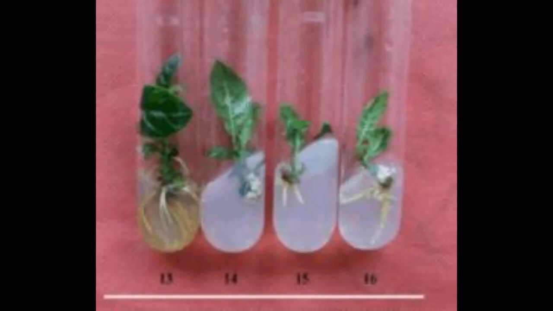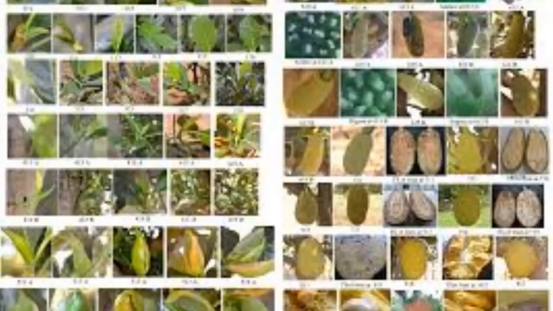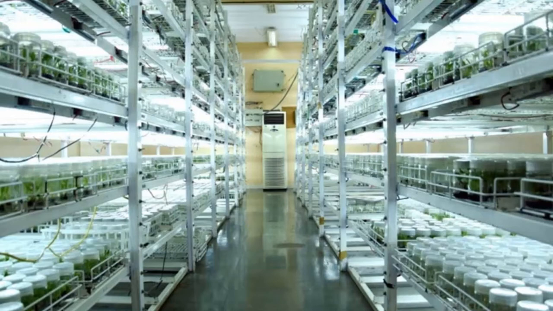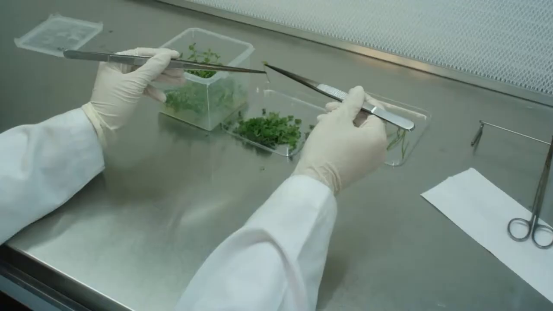Culturing and culture condition. The shoot tip explants cultured on MS medium supplemented with different plant growth regulators were maintained for 15 days on a shoot multiplication medium. The cultures were maintained in a growth room at a temperature of 26 plus or minus 2 degrees Celsius with a 16-hour light and 8-hour dark period, and 25 micromolar photosynthetic photon flux provided by fluorescent light. Subculturing was performed every 15 days.